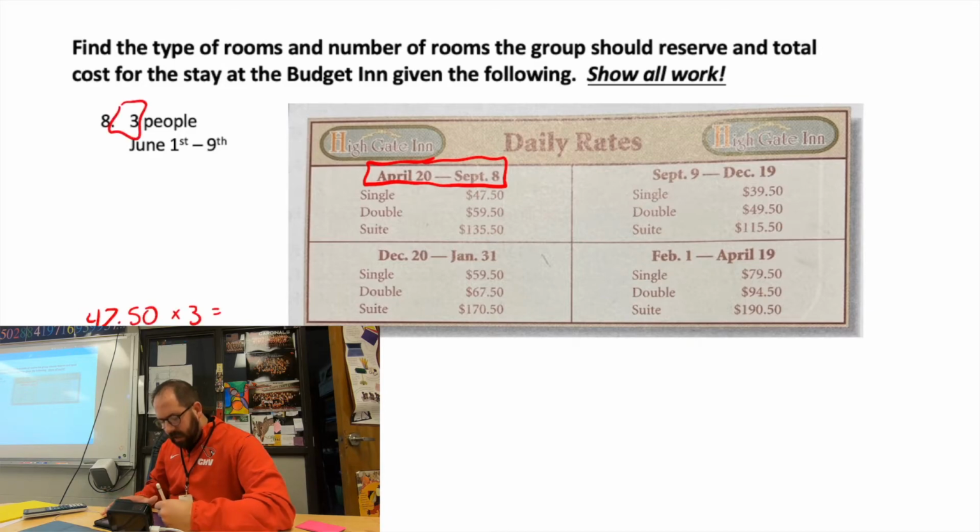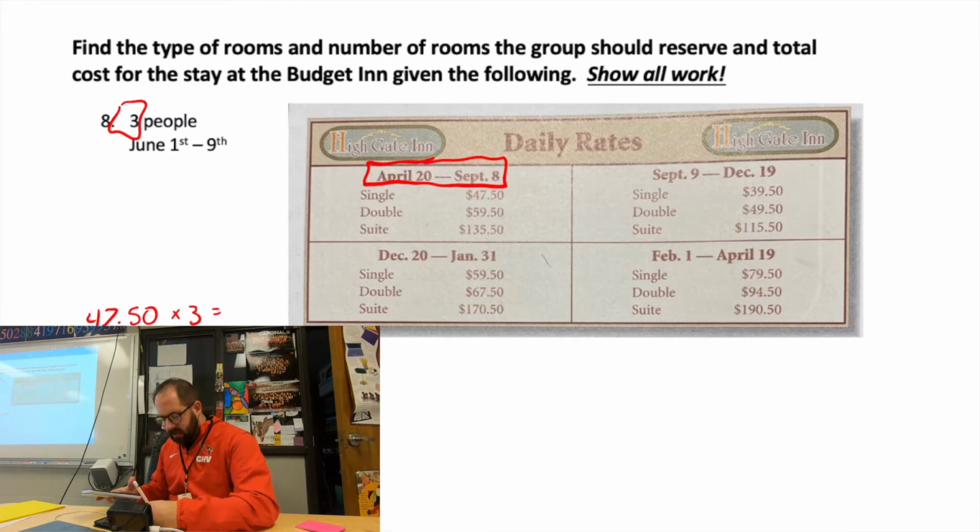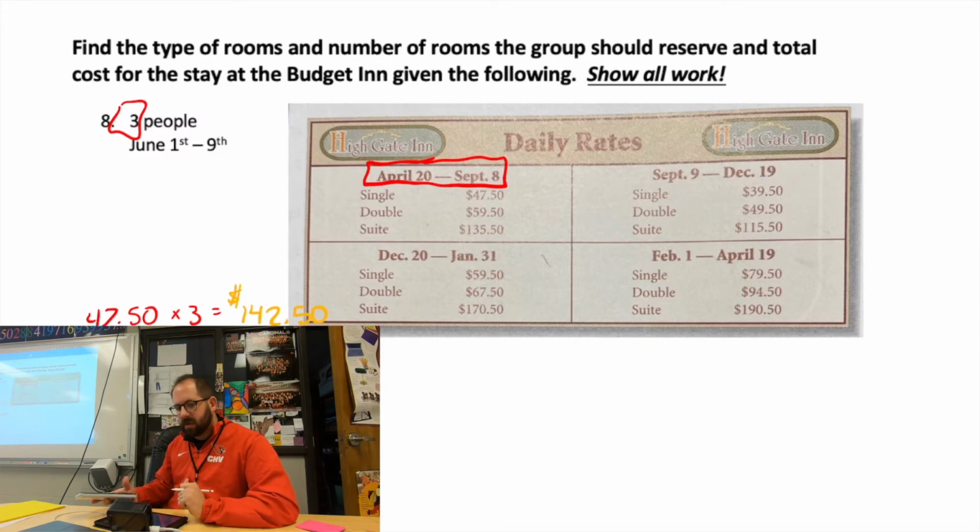Or you could get a single, $47.50, and a double, $59.50. Because a double will carry 2 people, right? Or you can get a suite. Well, the suite's $135.50. So you have a couple options here, right? So on the top one, if you're getting, for per room, this is per night, by the way, $47.50 times 3. That's $142.50. Okay, that's if you're going to go with each person gets their own room.